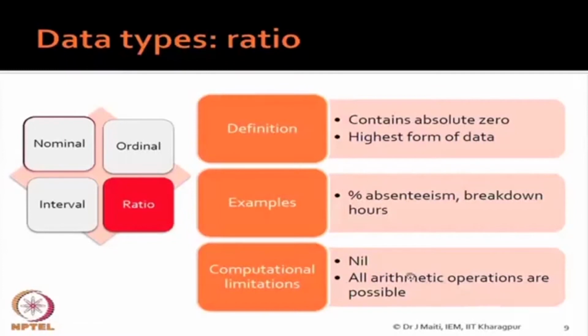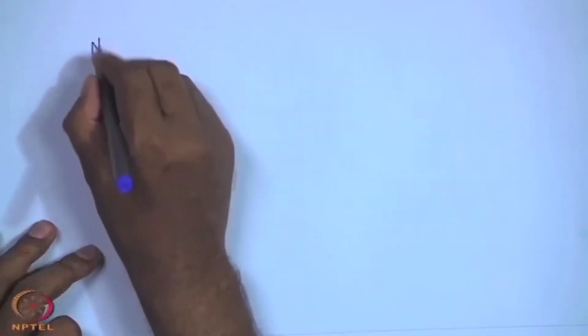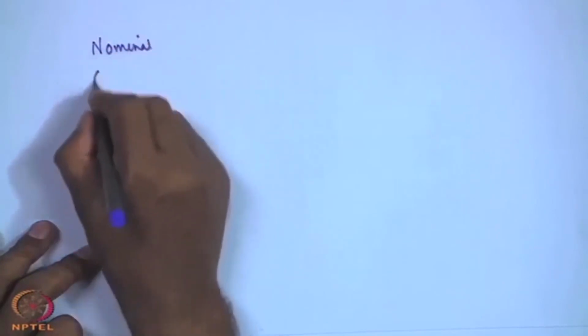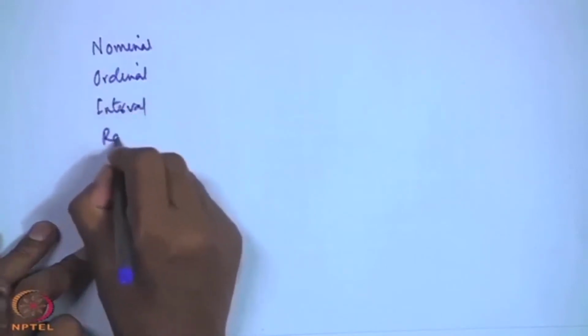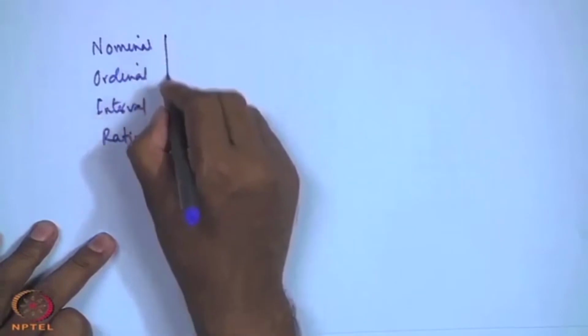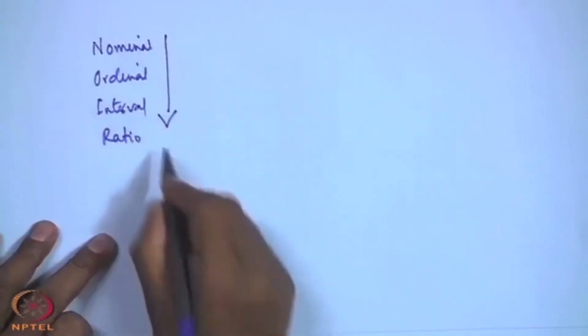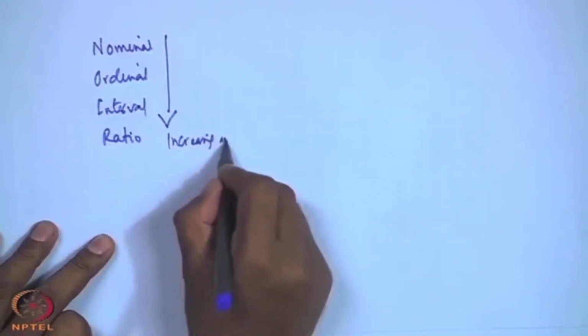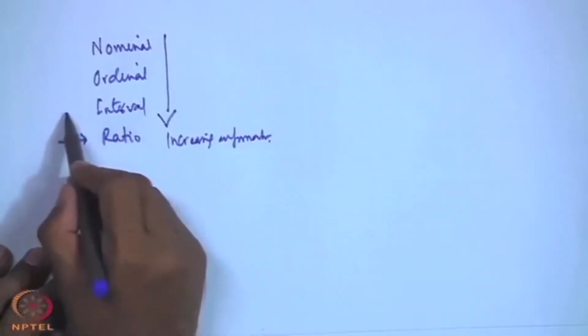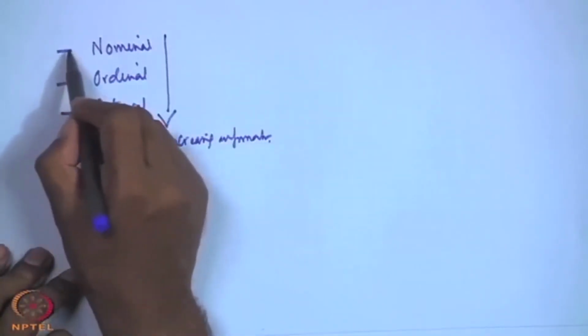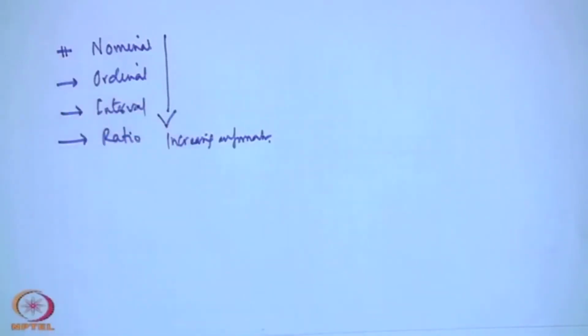Now, if I go by the order of information available, the first one is nominal, followed by ordinal, then interval, then ratio. In order of increasing information, this is the case. Ratio is the best data, next best is interval, next is ordinal, and nominal is the lowest form of information.